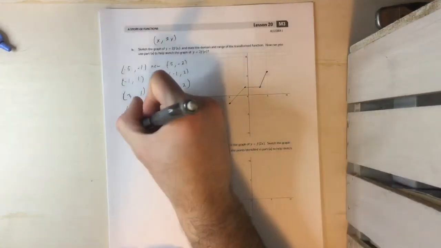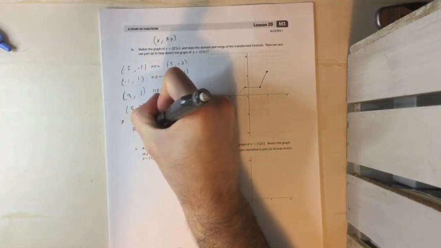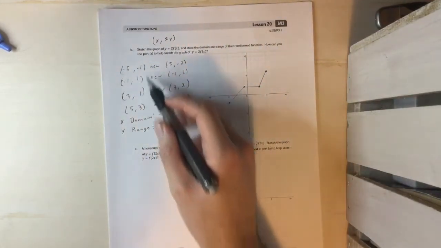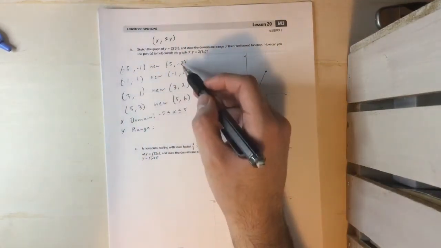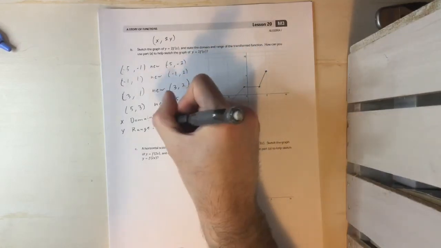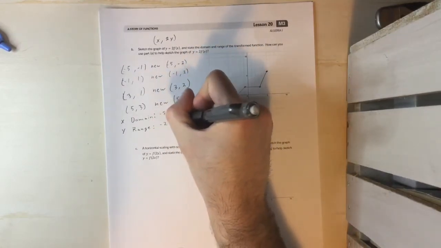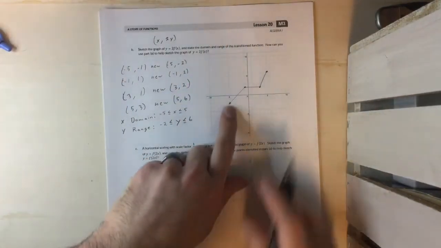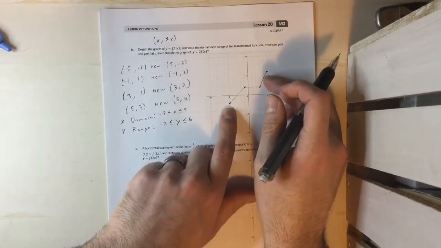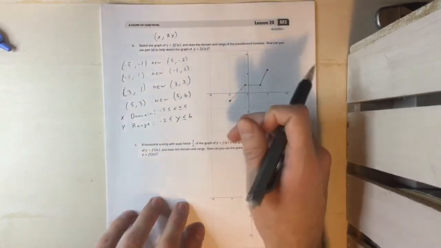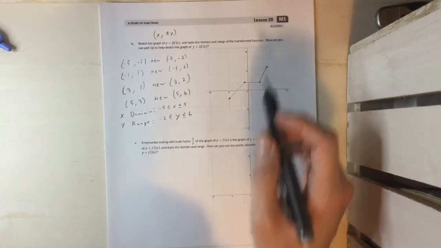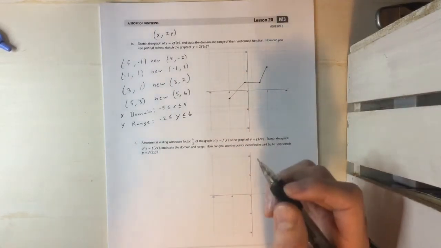Our range, which is our y values, has changed. When we look here, we went from -1 to 3. Now we're going from -2 to 6, so y less than or equal to 6. So now our range has increased. It has doubled from what it was before. So our range has increased and become larger.